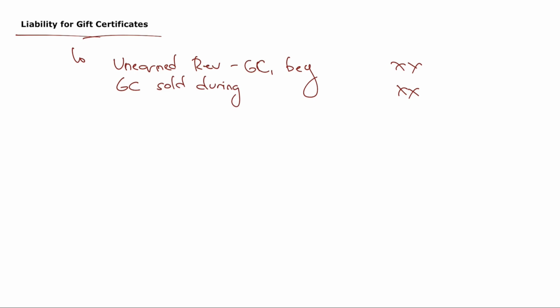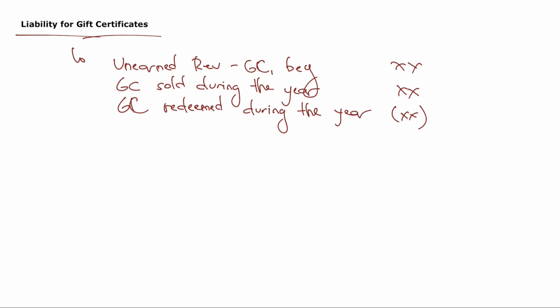Baka kasi may nabenta ka pa during the year, no? So, i-add natin yan. Next, anong ibabawas? Ibabawas natin dito yung mga GC redeemed. Again, GC redeemed during the year. Kasi ibig sabihin yan, kung na-redeem na yan, na-classify na po yan as revenue. No? Then, ibabawas din natin dito yung mga GC not expected to be redeemed. Kasi meron tayong mga gift certificate na nabebenta, kaso hindi naman lahat bumabalik sa atin.